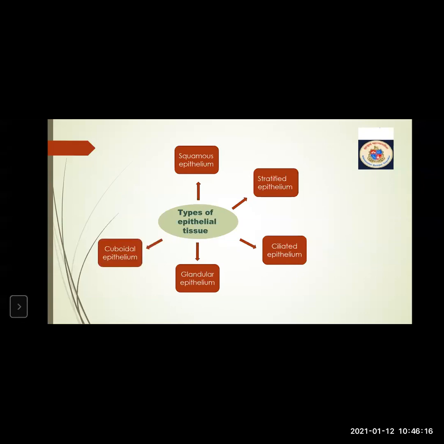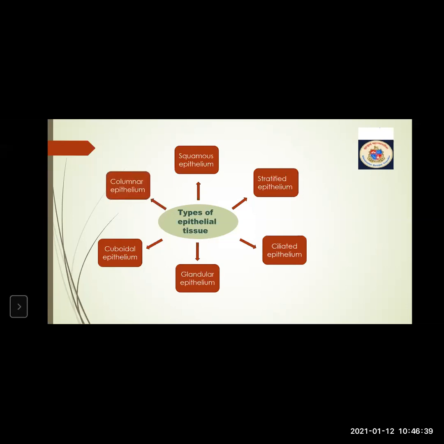The next is cuboidal epithelium. These are also a basic type of epithelium. Why is it known as cuboidal? Because the shape of the cell is cube-like. It looks similar to an ice cube. Okay, so it is known as cuboidal epithelium.